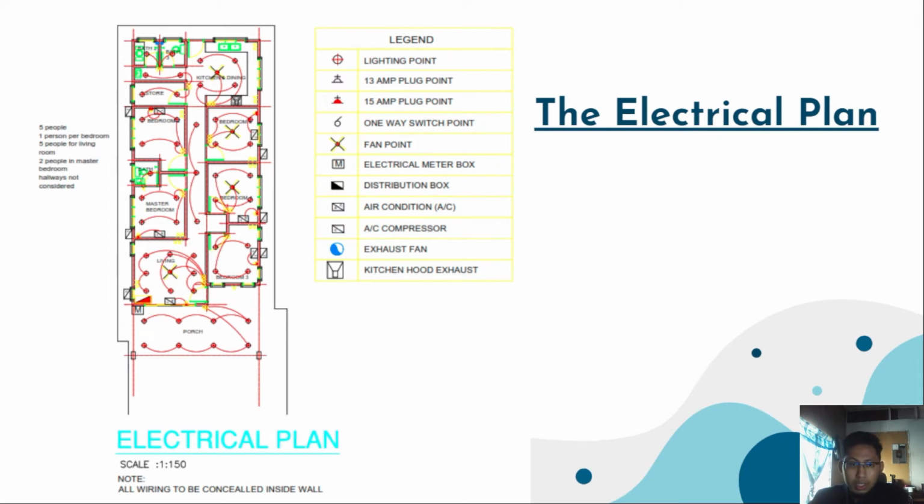For the air conditioning and also the compressor, it's about 6 points for each component. Next is the exhaust fan, in 2 points within the bathroom. Last but not least, the kitchen hood exhaust is about 1 point at the kitchen. And lastly, all wiring can be concealed within the walls of the house. So that's all from me.